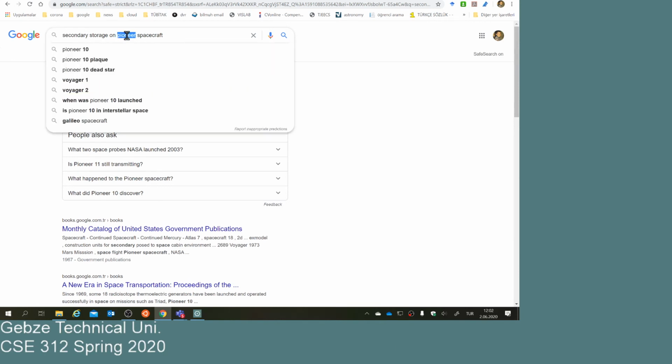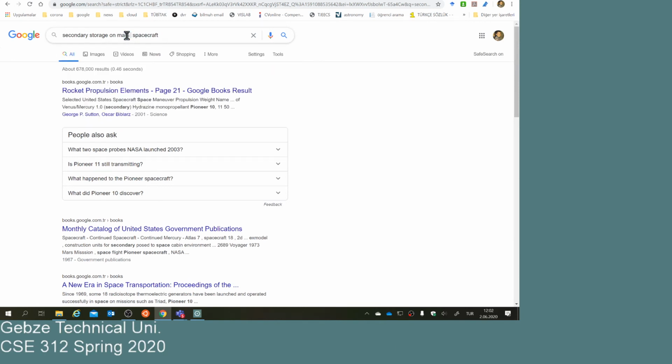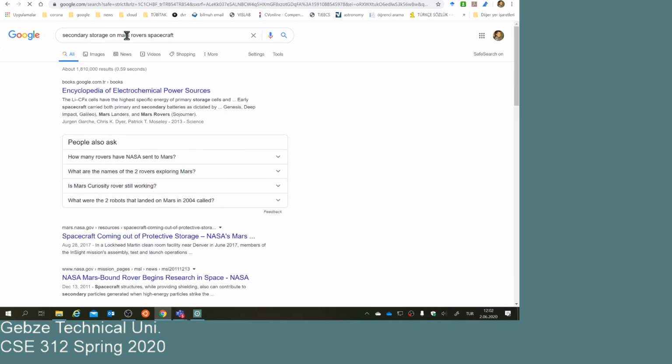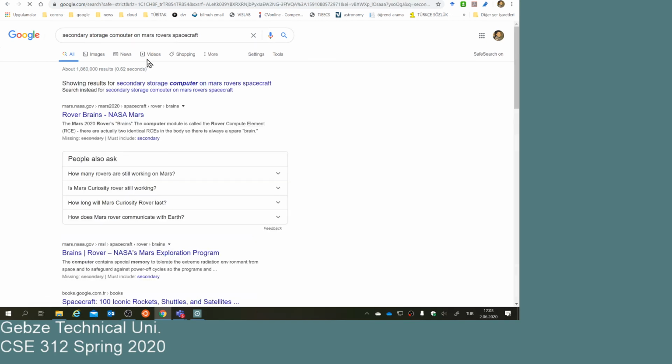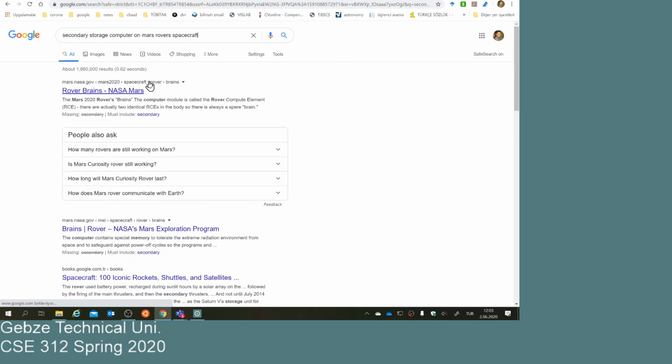Maybe the Mars rovers. Okay, you can look it up, and we're going to see if HDDs had multi-function. I don't know what you mean by that, Kamil. Magnetic disks are HDDs.